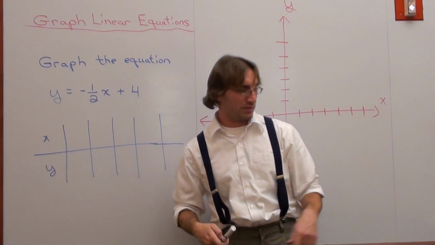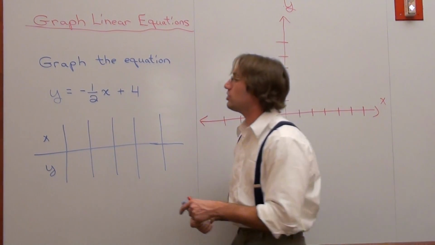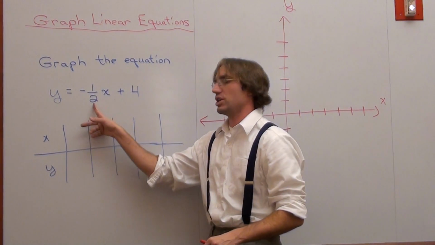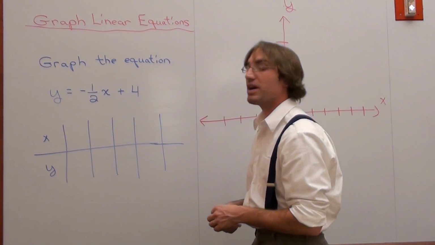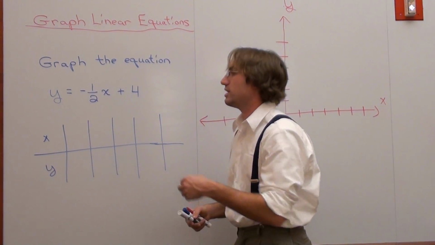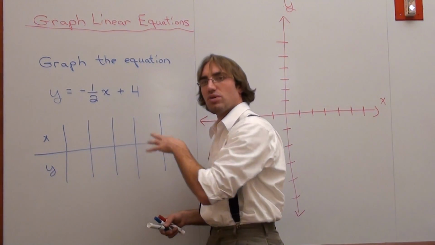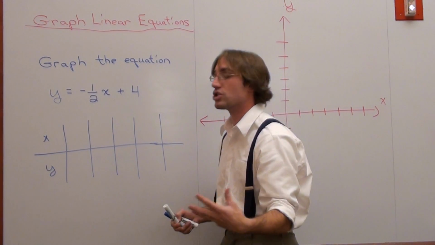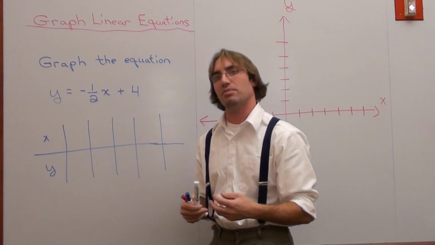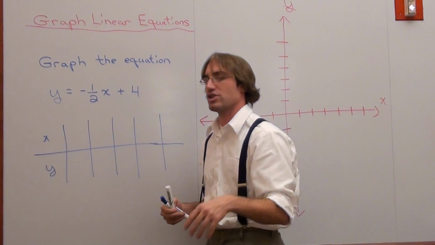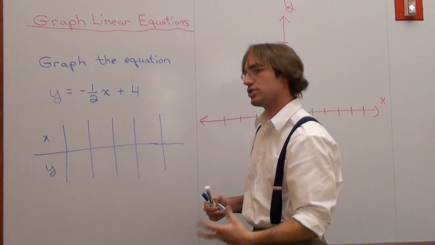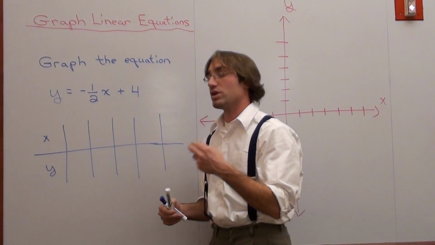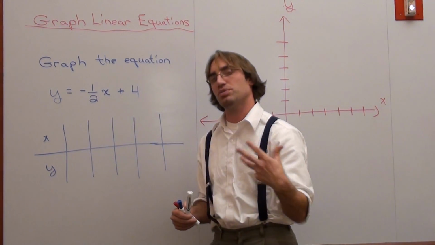Here's my suggestion. Whenever you're doing a problem and it has a fraction in it, you want to use multiples. And what I mean by that is very simple. It's okay to use -2, -1, 0, 1, and 2 when there's no fractions. But if you have fractions, you want to use multiples of the denominator of the fraction. And it happens to be that the denominator is 2. So I want to use multiples of 2. If the denominator was 3, I'd use multiples of 3.